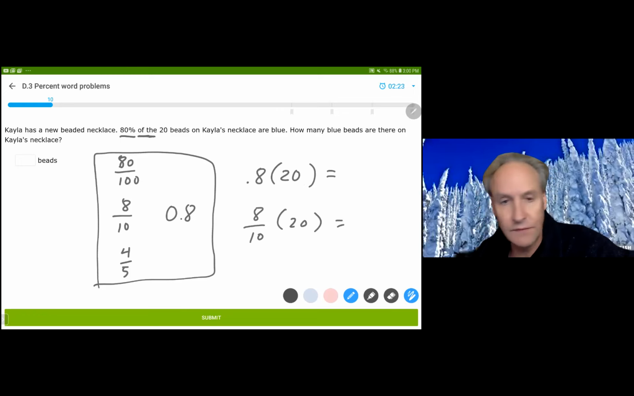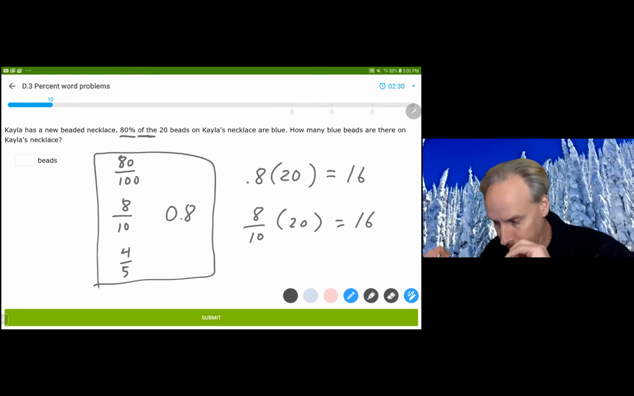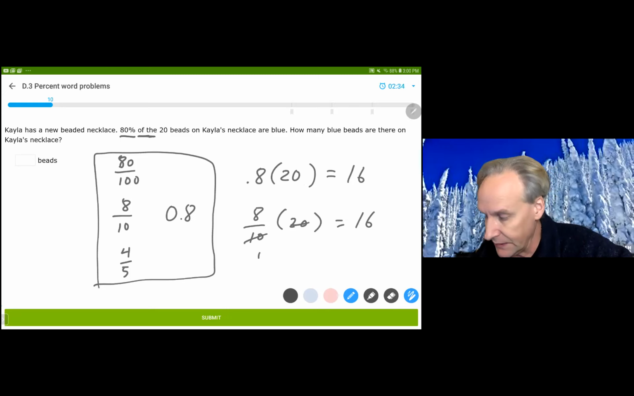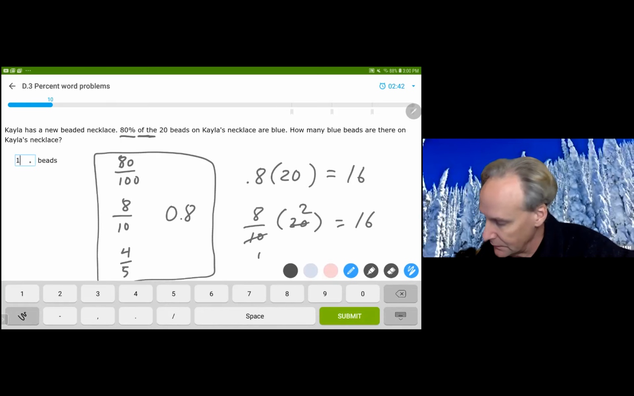There's lots of ways of thinking about it. This happens to be 16. This is also 16, of course. Lots of ways to go. You can simplify the 10 with the 20 and make it 2. Lots of ways of thinking about it, but it's 16 beads, of course.